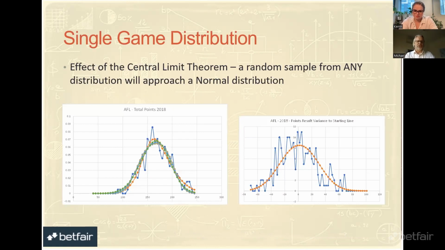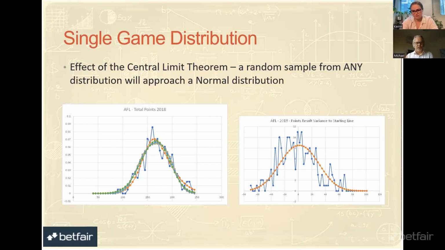So, just a quick example. That's the total points from 2018 and the spread of results, the variances starting line from 2018. And you can see they form a nice sort of normal distribution when you fit the curve, the total points that have been scored over the course of the season in each game.